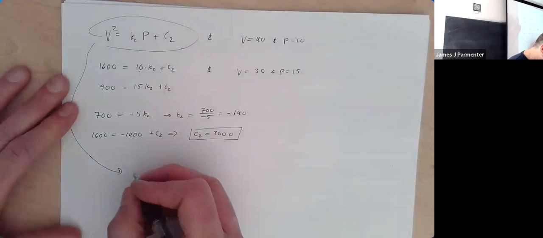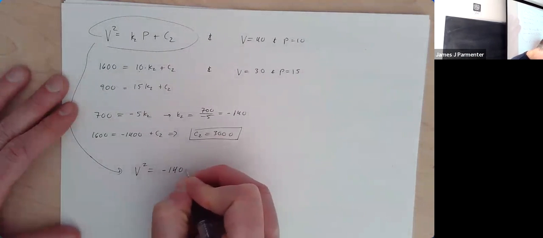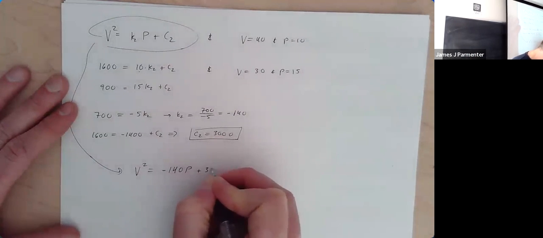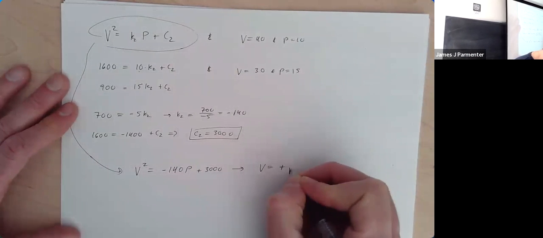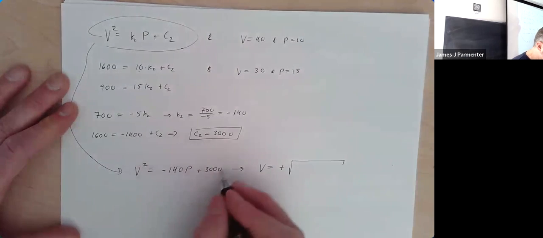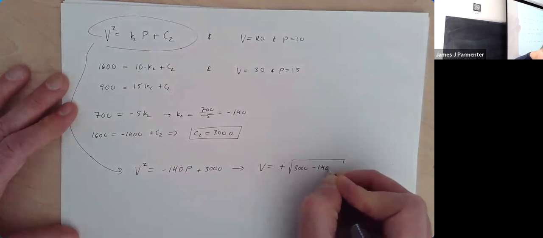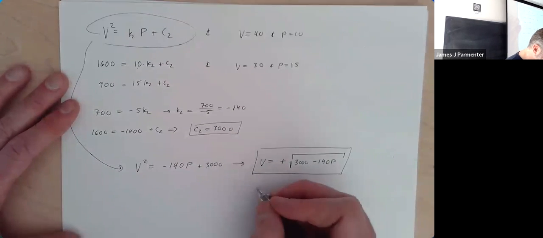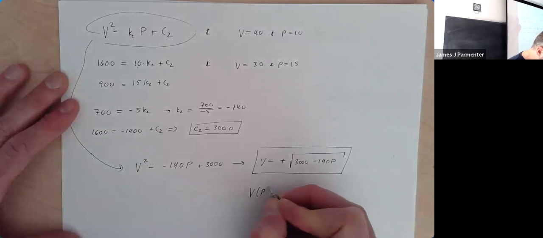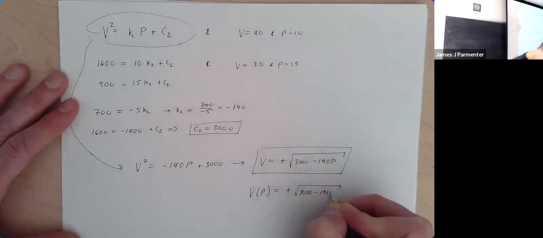So we end up getting that v squared is equal to -140 times pressure plus 3000. And then we can say that v is equal to the positive square root of, I would probably write this as, 3000 minus 140 times p. Or if you prefer, and I kind of do prefer, write it as v as a function of p equal to the positive square root of 3000 minus 140p.